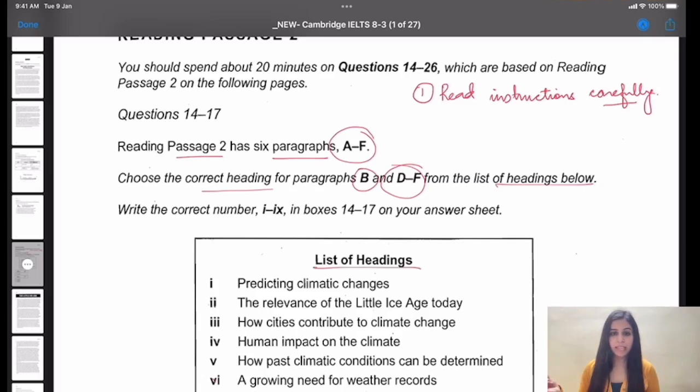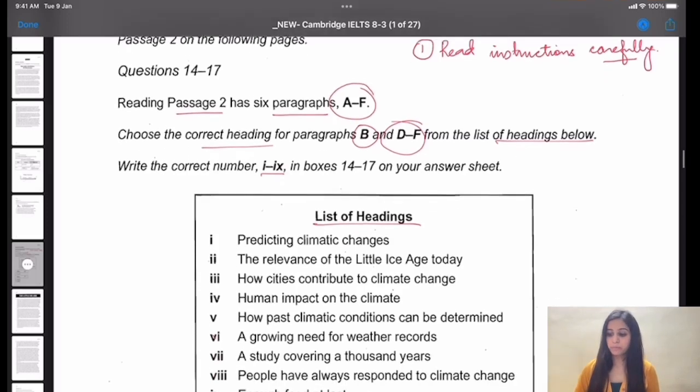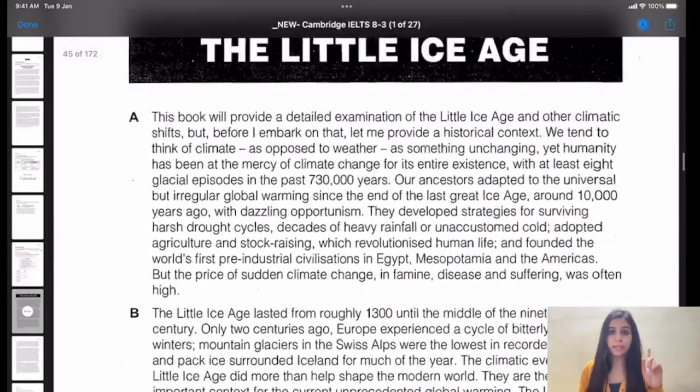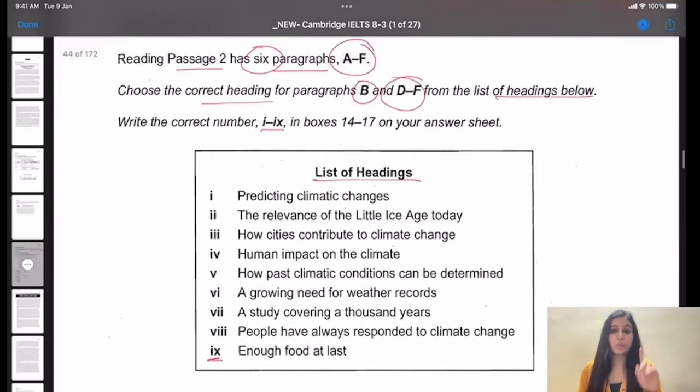These are the list of headings that we have. Write the correct number 1 till 9 in boxes, and so on. So we can ignore that part. Now here you need to understand something. There are 6 paragraphs and we have 9 headings, right? We have 9 headings, which means there are 3 extra headings which will not be the heading to any of the paragraphs that are given below. So please remember this, and this will help you in eliminating the headings as well.